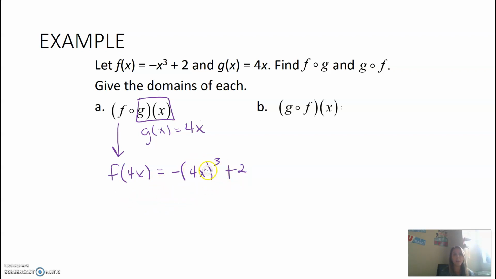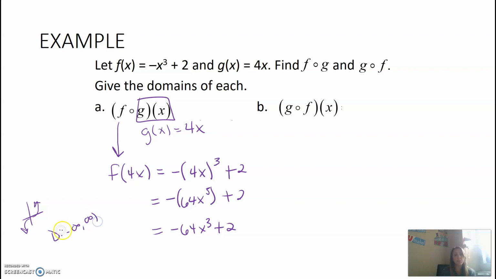Now remember, when we look at something like this, we have to do PEMDAS, order of operations. Order of operations tells me that I do the cube first before I multiply everything by -1. So I'm going to get -1 times 4 cubed, which is 64, x cubed, plus 2. Multiply that by the -1, and get -64x cubed plus 2. This is a cubic, so the parent graph is going to look like this. So my domain is going to be -infinity to infinity.